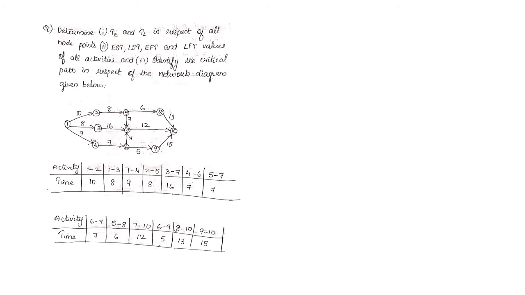So this is your problem. As we normally do, you have to identify the earliest time, latest time, LST, EST, LFT and EFT values, and also you have to find the critical path plus the project duration. But in this question they have already given you the network diagram.